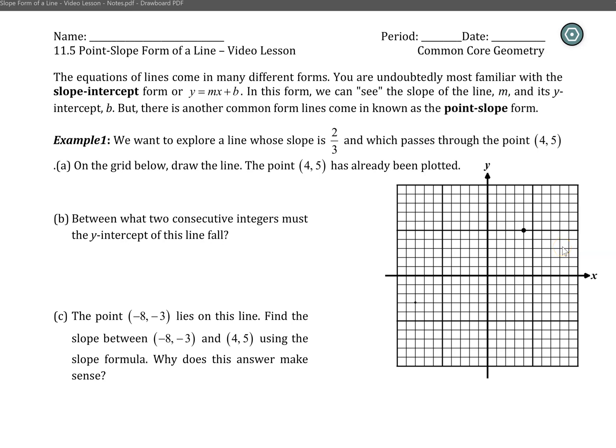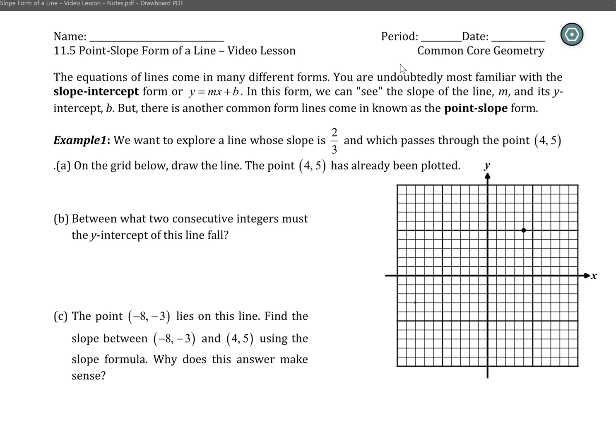Video lesson 11.5. So now we're going to deal with, as we mentioned before, the point slope formula of a line. I wanted to spend a little bit of time just going over this specific form because I find it to be so much more versatile and helpful. So hopefully this is just a quick lesson for you guys, but it allows you to see what I'm talking about and get a better grasp of the actual point slope formula.